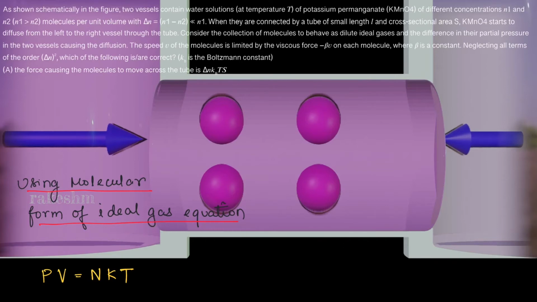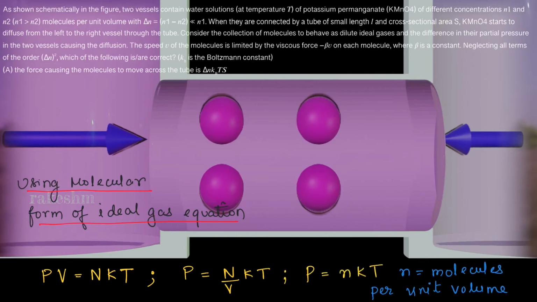So the molecular form is PV equals NKT, where P is the pressure, V is the volume, N is the number of molecules, K is a Boltzmann constant, and T is the temperature. I am taking this V to the RHS, so we can write P equals N by V into KT. This N by V, we will write it as small n, where n is the number of molecules per unit volume.